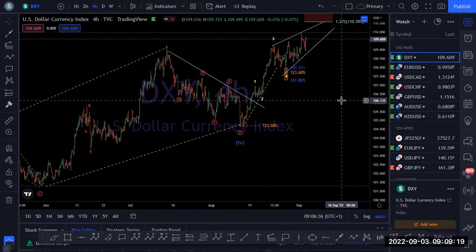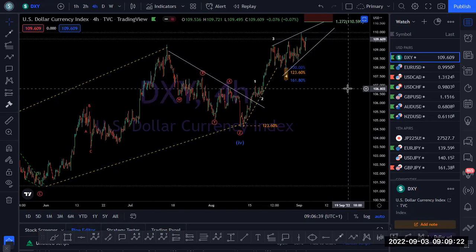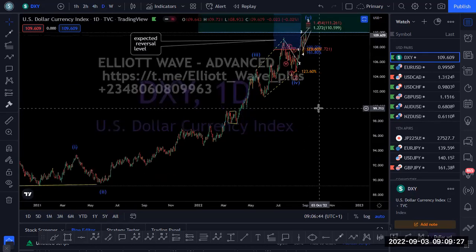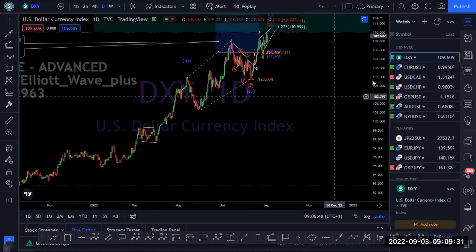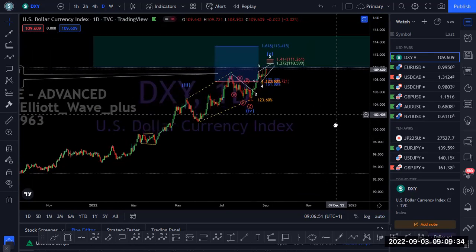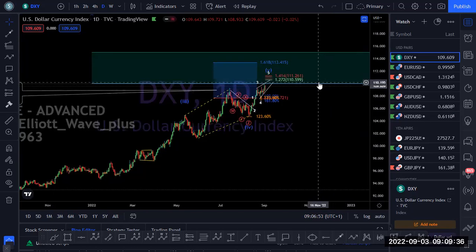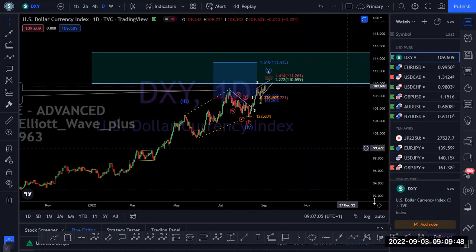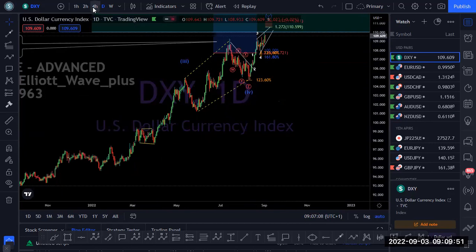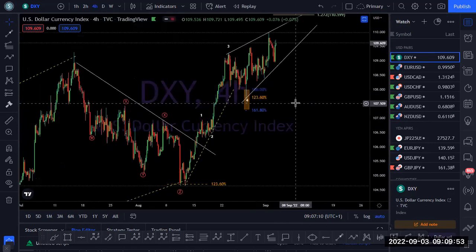Okay, so now let's start again with DSY. Remember last week I told you DSY we are approaching 110 and above. All this area is the reversal zone between 110 and 114, even 115. So the possibility of DSY going as high as 113, 114 is possible. But nevertheless, we are at the reversal zone already, so the market will reverse at any time.